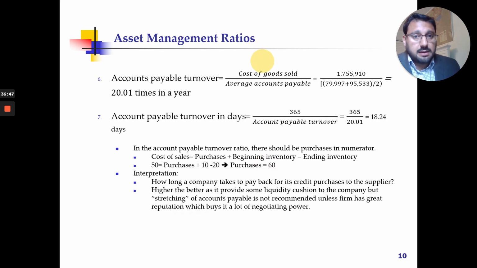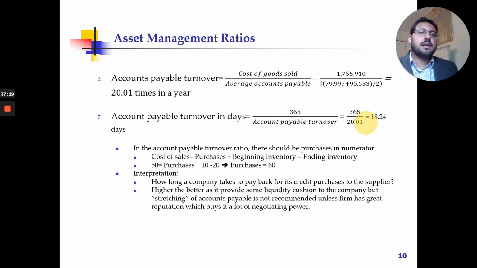So this 60 million can be used in the numerator, but again, I'm mentioning, many analysts simply use cost of goods sold because the industry ratio is calculated in this way. So for the interpretation, you need to go with the interpretation that for Lululemon, the current level of their accounts payable, they are able to pay 20 times in a year. And if you divide 365 by this accounts payable turnover, you will get the accounts payable turnover in days, which is 18 days.